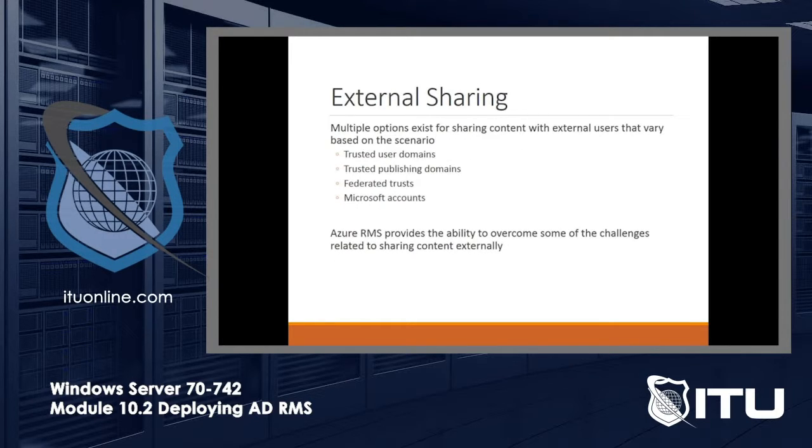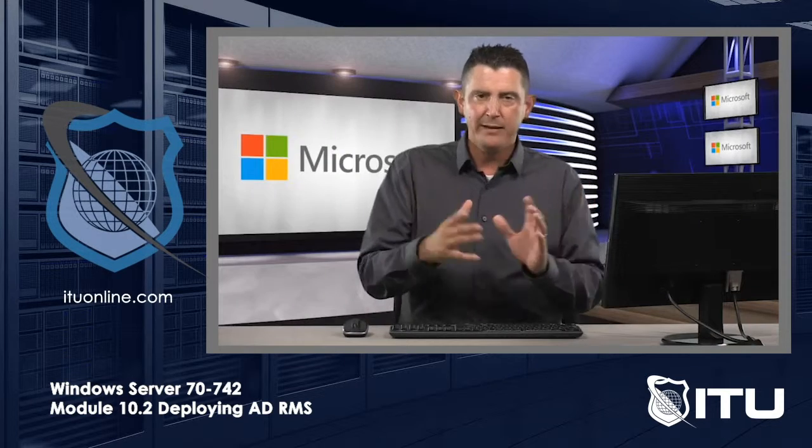Just to rehash those options, because I kind of talked about them with the scenarios, here we have them listed out. These are the options for sharing content with external users. They're going to vary based on the scenario. The first is trusted user domains, and the second is trusted publishing domains. So just think about that.